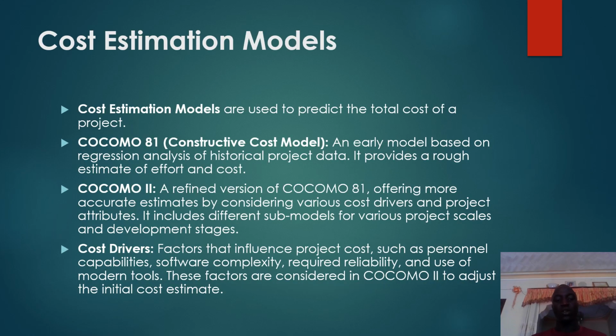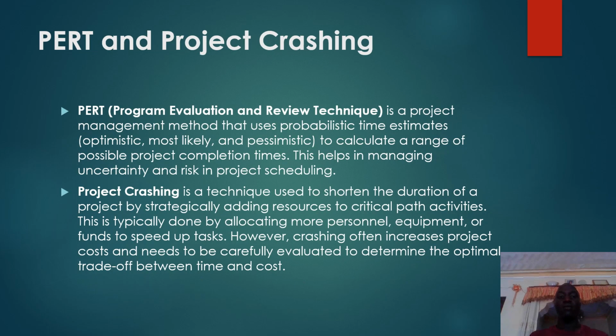Then we can go to the cost estimation models, where we have COCOMO 81, which is the Constructive Cost Model. We have COCOMO 2 and the cost drivers. Then we have PERT and project crashing. PERT in full is the Program Evaluation and Review Technique. This technique is widely used to calculate a range of possible project completion times. This helps in managing uncertainty and risk in project scheduling.